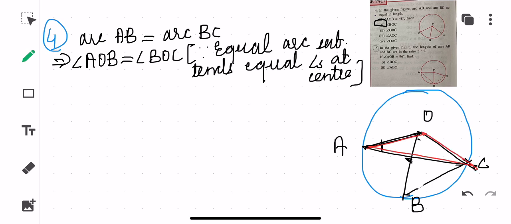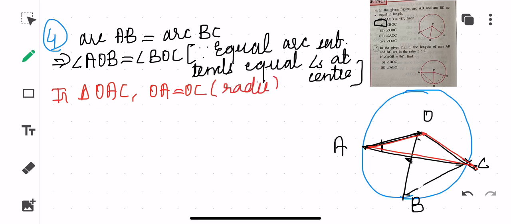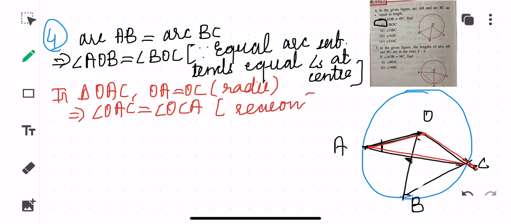Write down in triangle OAC, OA is equal to OC because both of them are radii. So this implies angle OAC will be equal to angle OCA, and the reason is that angles opposite to equal sides are equal. You will let them be y, because x you have used already. Now you will write angle AOC plus angle OAC plus angle OCA is equal to 180 degrees.